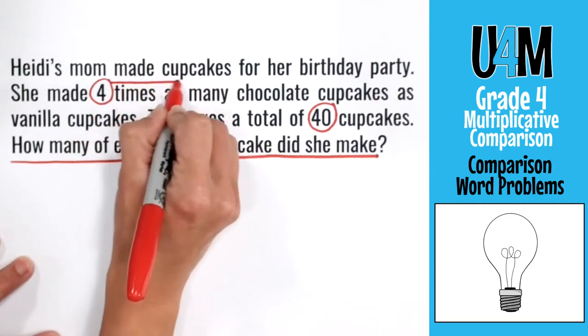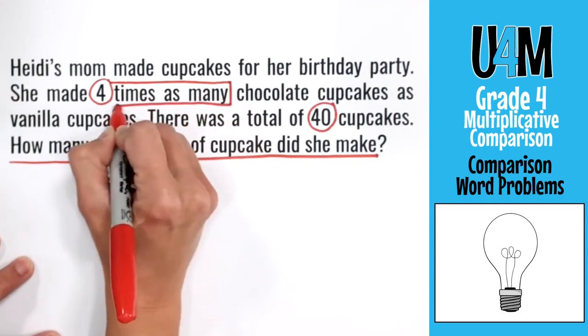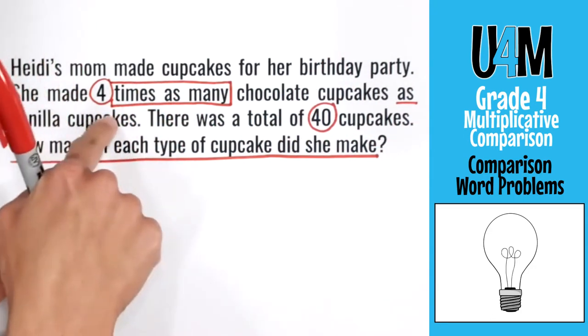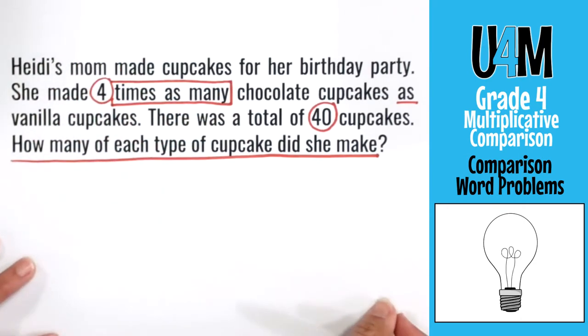So we have times as many, so we have 4 times as many chocolate cupcakes as vanilla cupcakes. So we know there's more chocolate cupcakes. So at this point, when students see 4 and 40, they immediately want to say, the answer's 10, 10's the answer. But this is a multiplicative comparison problem. It isn't your standard multiplication problem. And they haven't told us the amount of chocolate or vanilla cupcakes. So we have a lot of work to do.